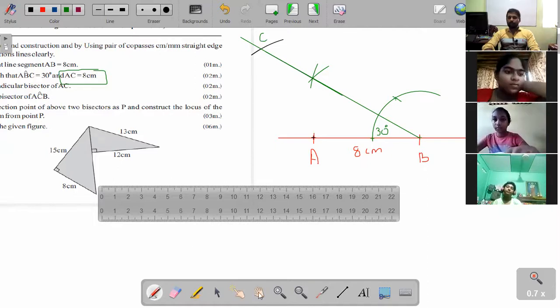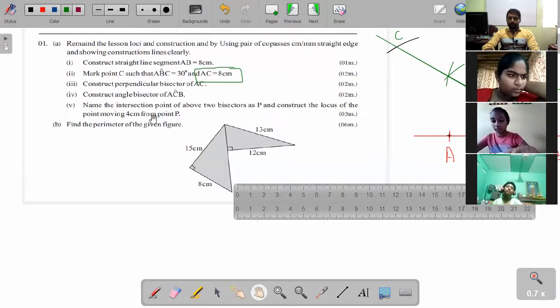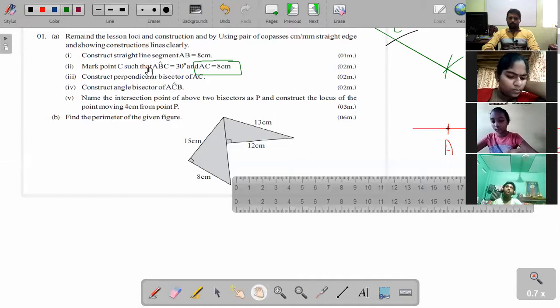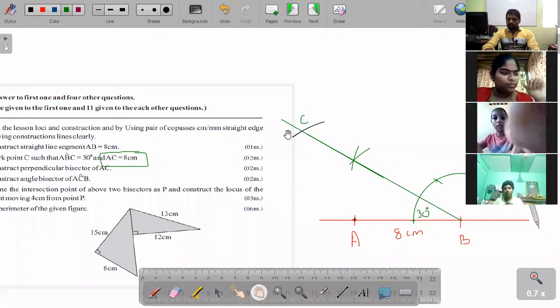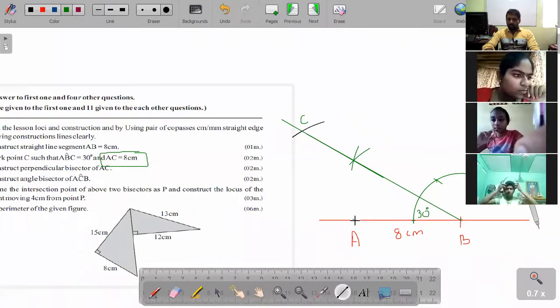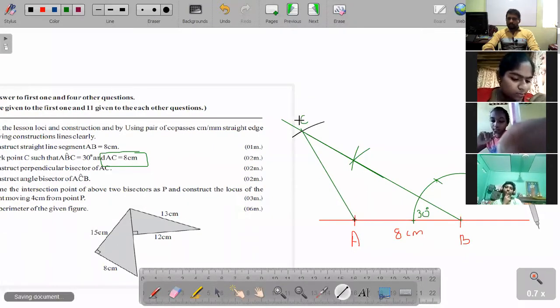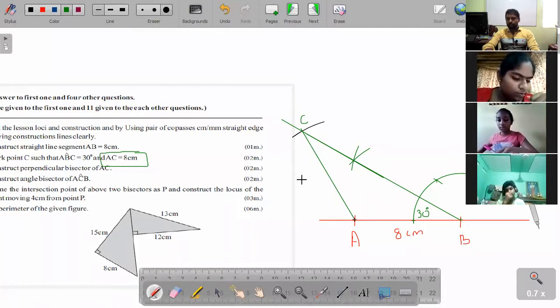We have to complete the triangle. Mark point C; you only have to mark the point. Okay, it is enough. Then I can join A and C like this. This AC length should be 8 centimeters. Are you clear how you find the point C? Do you have some problems?